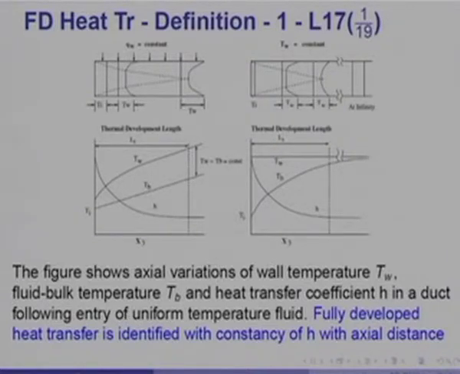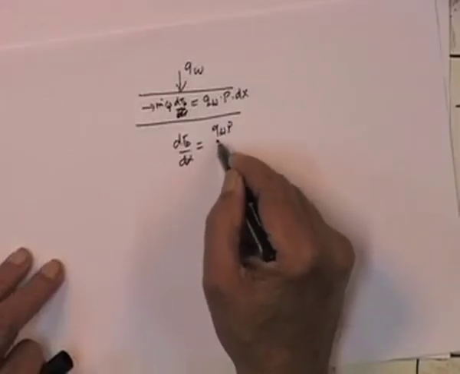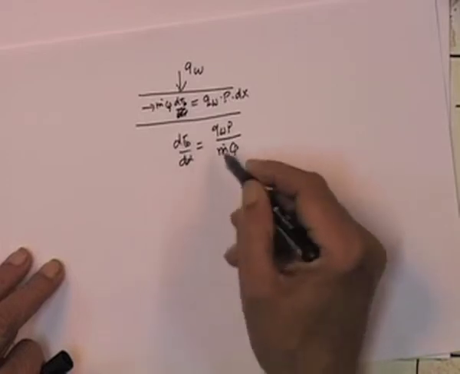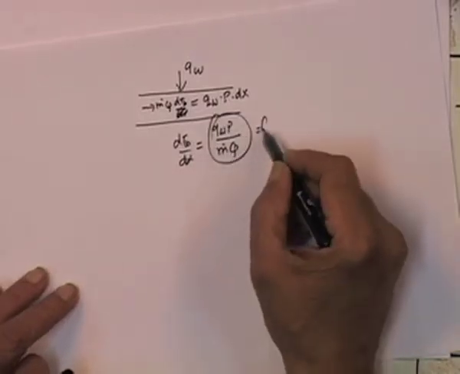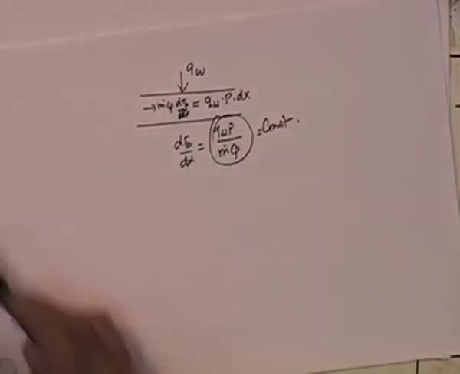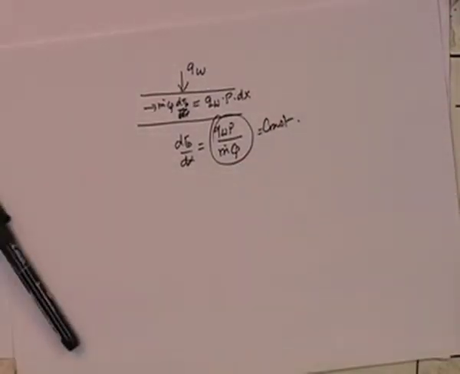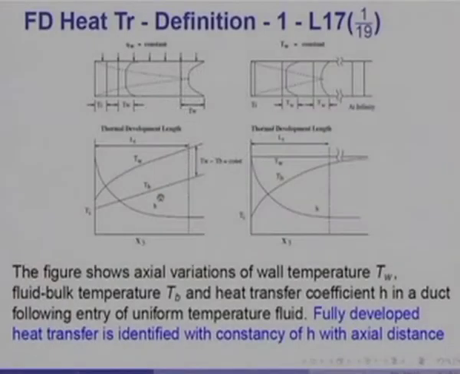Mind you, heat flux is constant, and therefore m dot Cp into dT bulk will be simply equal to q wall into perimeter into dx, and therefore dT bulk by dx will be simply q wall into perimeter divided by m dot Cp, and all these are constant. And therefore, you would see that the bulk temperature would rise linearly with x right from the start.